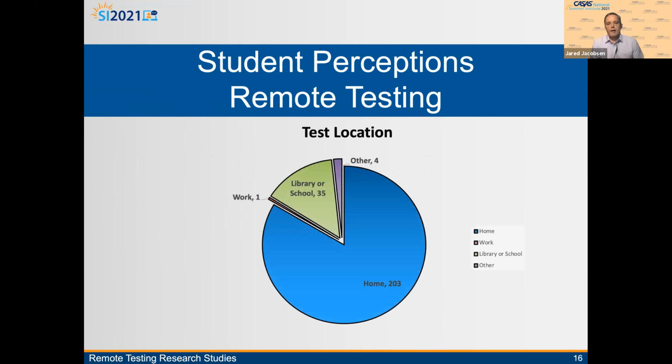So first of all, this is where the students reported that they took their remote test. We can see that the vast majority, 203, took the test at home. We also have 35 students who, while remote, still took it at a location that was not their home, a library or school they cited, and we had one student that took it at work.